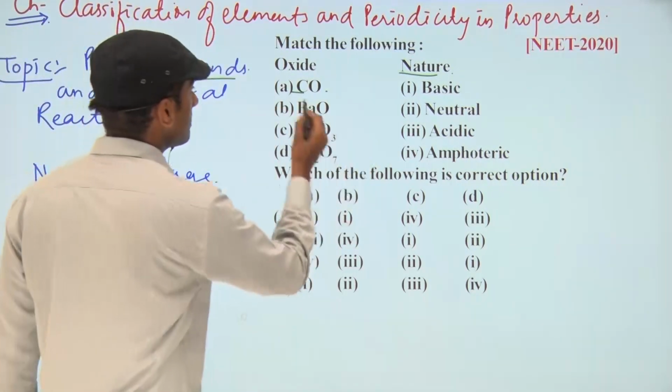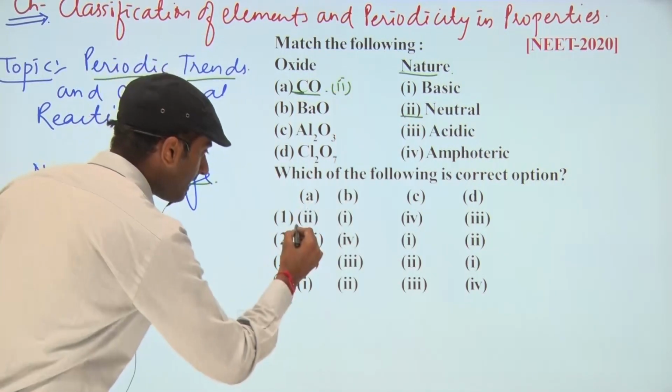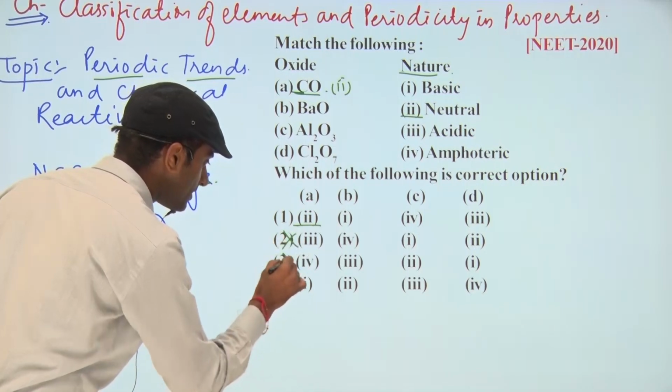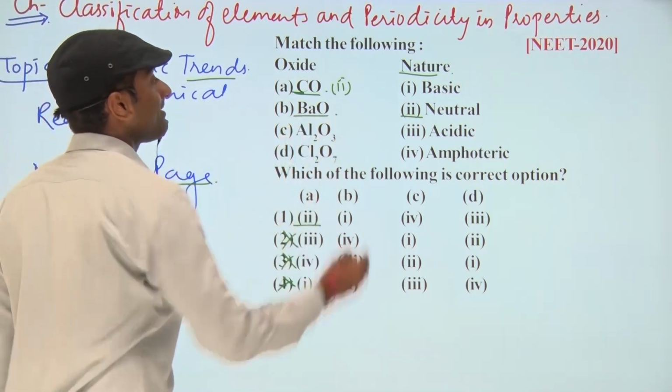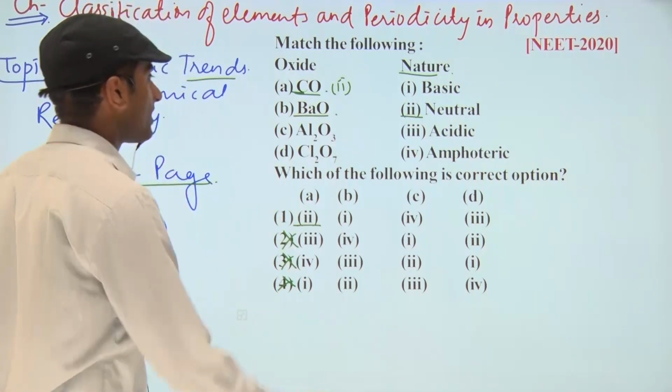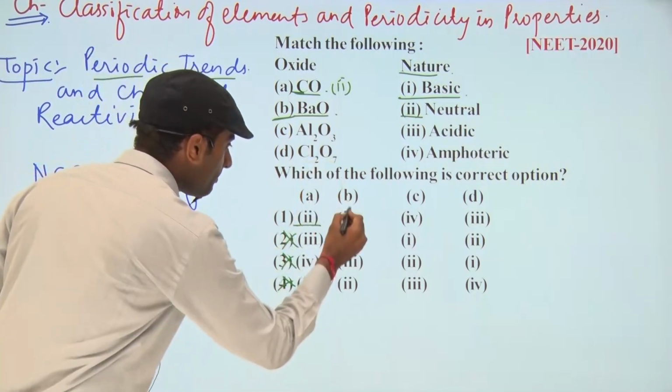So you can match it. For A is the neutral. For A, we are writing the second. For A, second is the perfect option. Obviously, you can see that the rest of these are not possible. Next, BaO. Metal oxides are basic in nature. So we can see that the first option is going to be correct for B. For B, first is the correct.